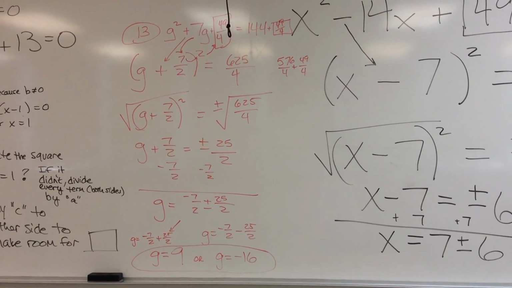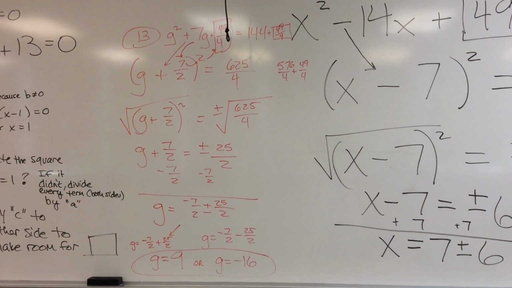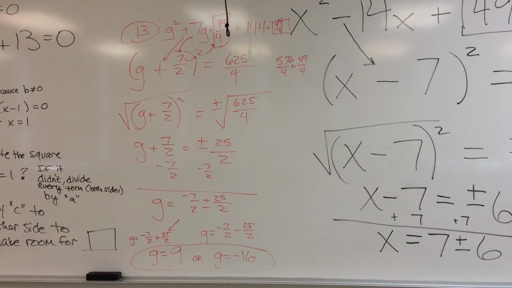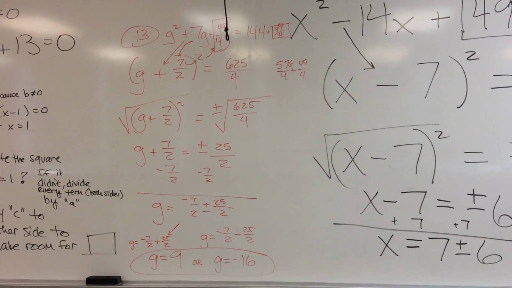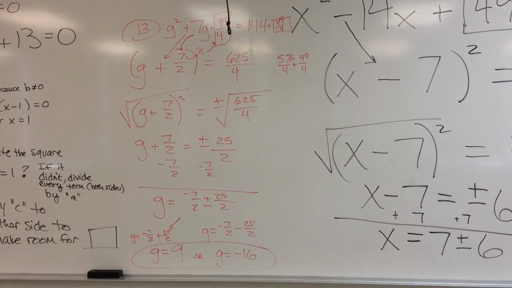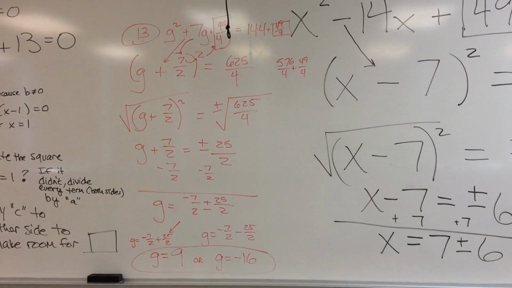Finish solving by subtracting 7/2 from both sides. And I get g equals negative 7/2 plus or minus 25/2. If I add 25/2, I get 9. If I subtract 25/2, I get negative 16. So there's a completed example of complete the square.